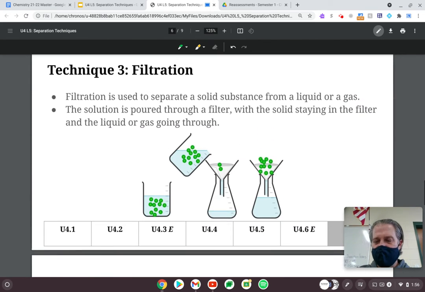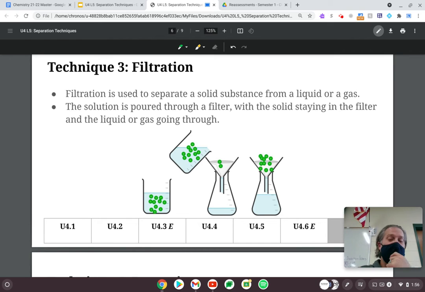Next one is filtration. Some of you might filter every day. I know I do at home. In filtration, you generally have a liquid or sometimes a gas, and a lot of times two different states of matter in that solution. In my example in the picture, I've got these green spheres and potentially water. We pour the water and the green spheres through a porous membrane, and we allow the water to go through the membrane and the green spheres to stay behind.